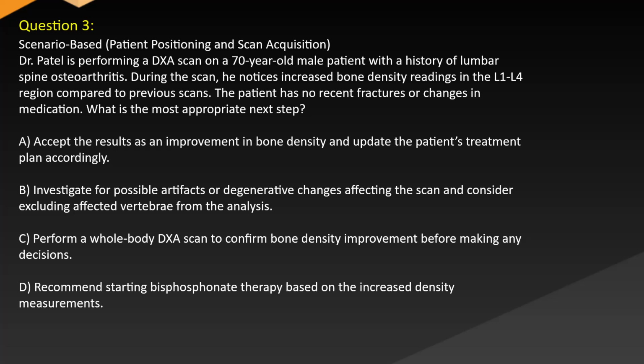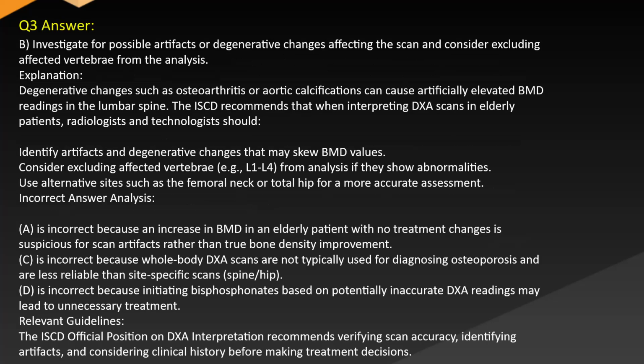A. Accept the results as an improvement in bone density and update the patient's treatment plan accordingly. B. Investigate for possible artifacts or degenerative changes affecting the scan and consider excluding affected vertebrae from the analysis. C. Perform a whole-body DXA scan to confirm bone density improvement before making any decisions. D. Recommend starting bisphosphonate therapy based on the increased density measurements. Answer. B. Investigate for possible artifacts or degenerative changes affecting the scan and consider excluding affected vertebrae from the analysis.